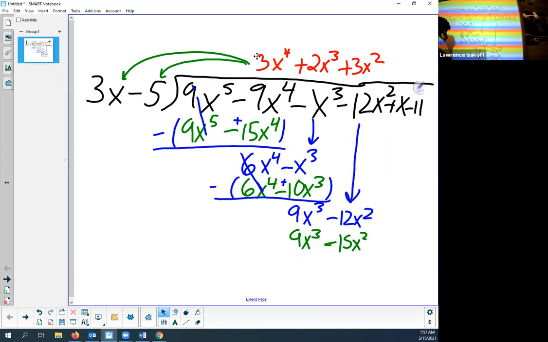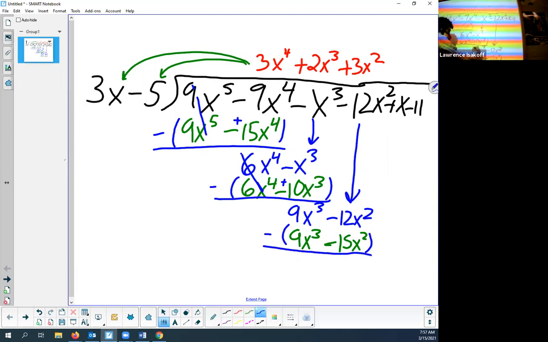Okay. Now we subtract again. We're almost there, guys. I don't think the ones I put on the test go up to the 5th power, so they should be shorter on the test. Or quiz. Minus a negative actually turns that to a plus 15. So that's going to be 3x squared. Bring down the x.